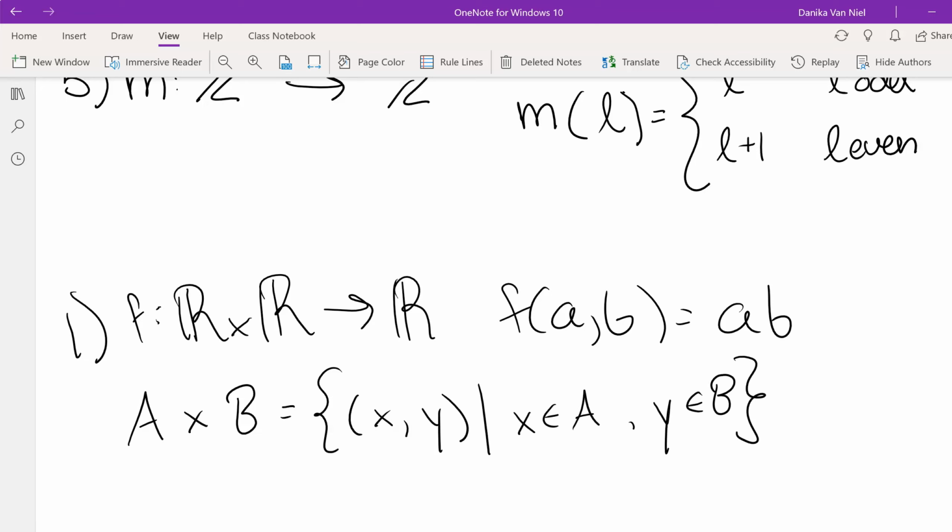So this particular Cartesian product is the real plane. You can imagine this is the x-axis, this is the y-axis. Inherently you should know that order does matter. For example, (0, 1) is different from (1, 0). Those two points are different. That's why it's called an ordered pair, because the order does matter.